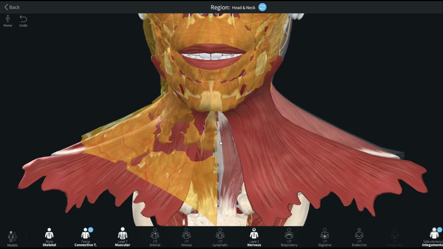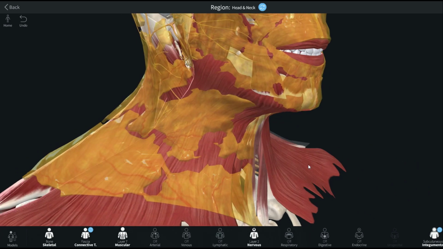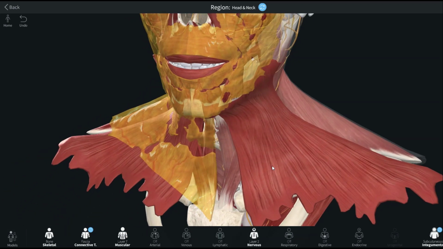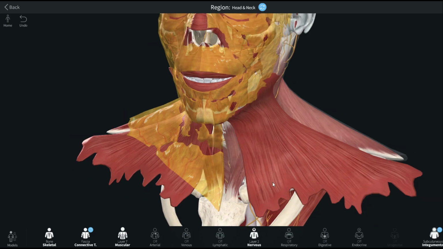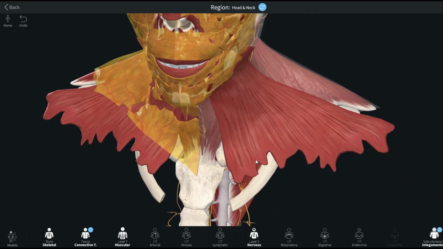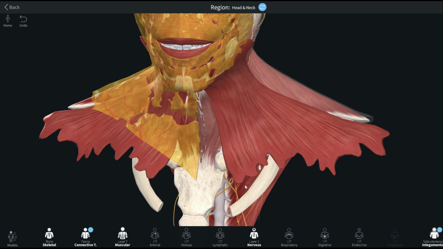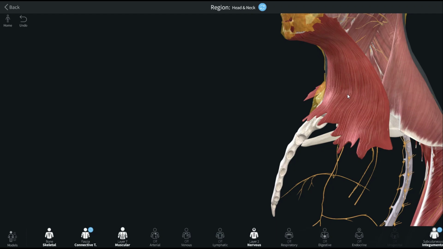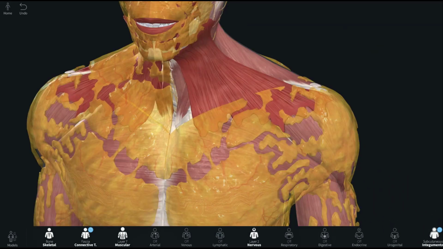Now, if we are to be a little bit more precise about the origin and insertion of platysma, then we would have to say that platysma takes origin from the skin and the deep cervical fascia. From the skin and the deep fascia, which is actually covering the upper parts of the pectoralis major and the anterior fibers of deltoid, like this. So let me bring those up.